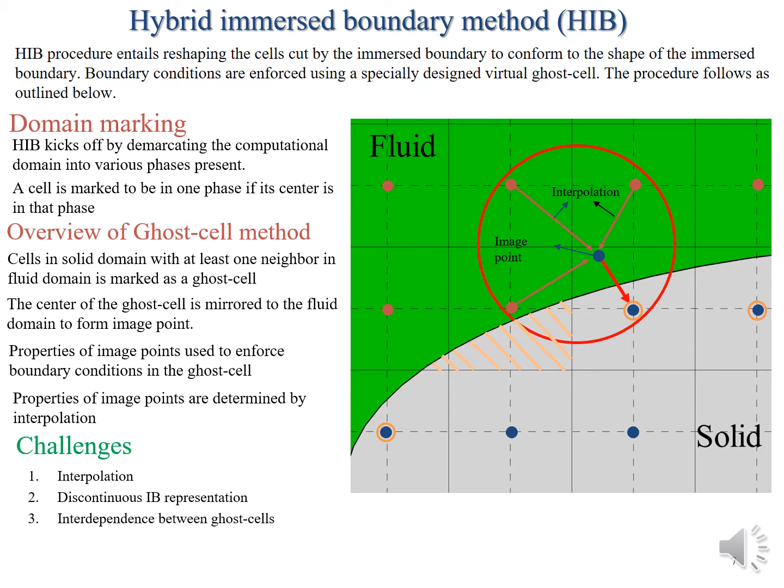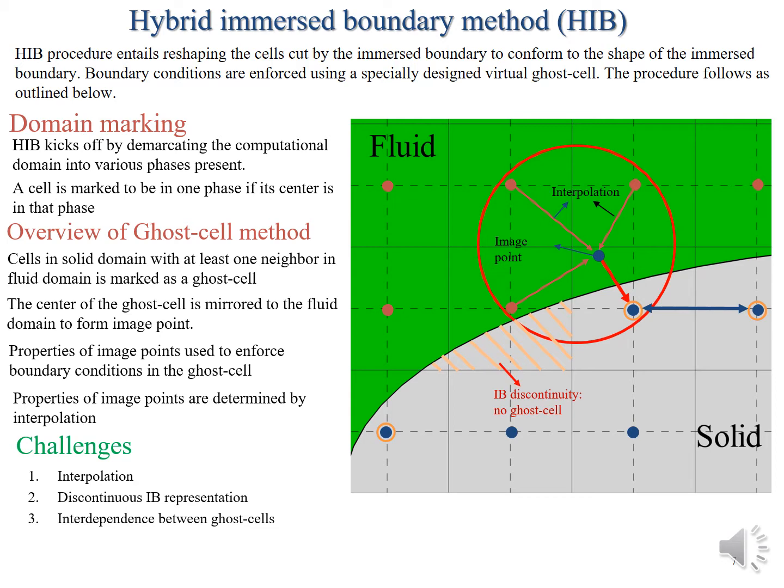For instance, if you take this cell, you find that we have a position where we have a boundary cell, but we don't have a corresponding ghost cell. So it captures the immersed boundary as a discontinuous kind of immersed boundary. That is undesirable, especially when you have boundary conditions to implement. Finally, we have interdependency.